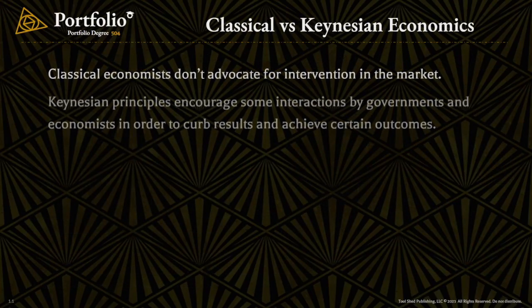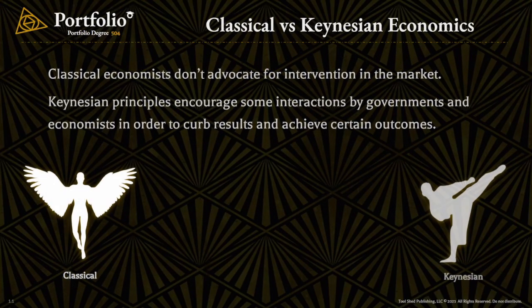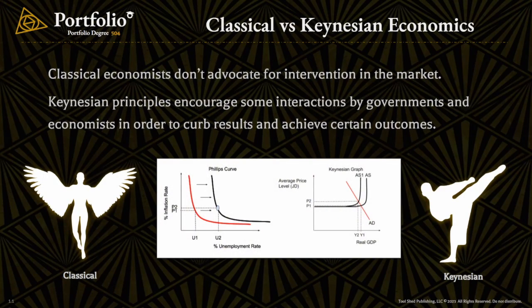Another consideration is classical versus Keynesian economics. And I don't want to get too into the different theories, but the basic difference is that Keynesian economists believe that it's the government's and the economist's job to intervene in the economy in order to try to encourage or curtail certain outcomes. This differs from the classical economists because they want to leave the market alone and let the market or the invisible hand do its thing.